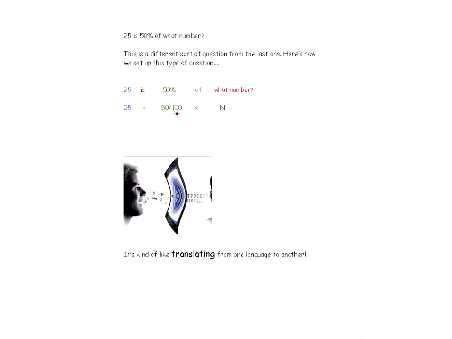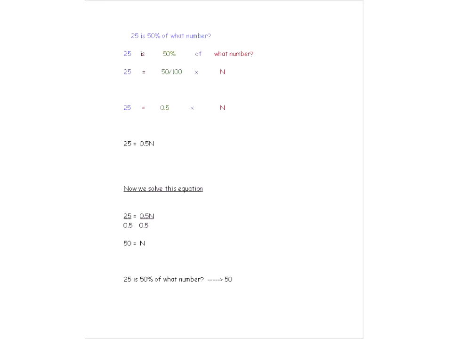Okay, below 50% I wrote 50 over 100. We know that percentage is divided by 100. Below of we write times. Below what number we write n. We don't know what n is, so we just put a variable that stands for that number. Okay, so we've changed the sentence here into math, and now we're going to be able to solve that. So I just kind of use this picture to show you that it's kind of like translating, right, from one language to another, math words into math symbols.